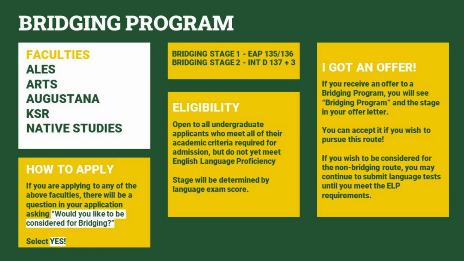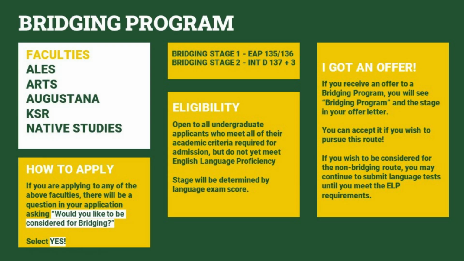So let's say you applied to AILS, Arts, Augustana, KSR, or Native Studies, then you would have seen a question somewhere in that application that asked, would you like to be considered for bridging? And if you selected yes, we would consider you for bridging. There are 2 stages for bridging. Essentially this is dependent on what your IELTS scores that we receive are.